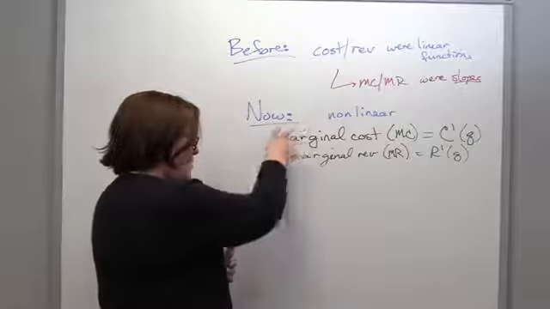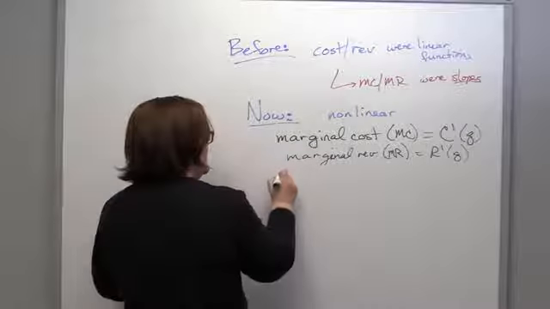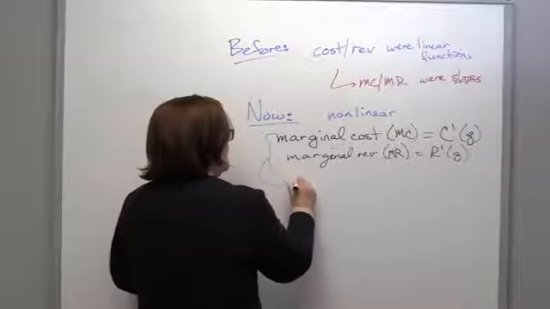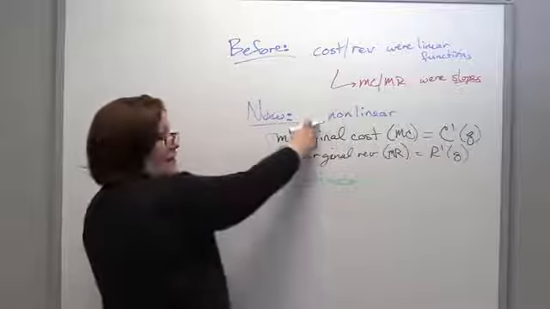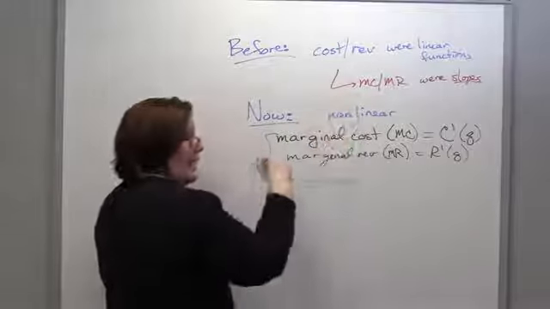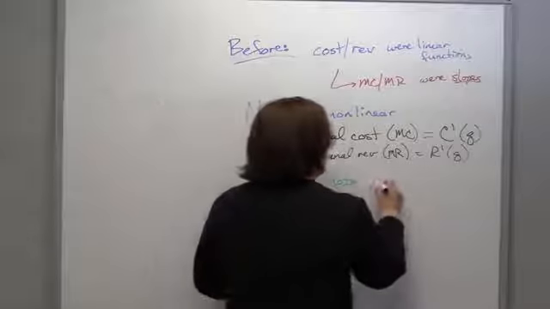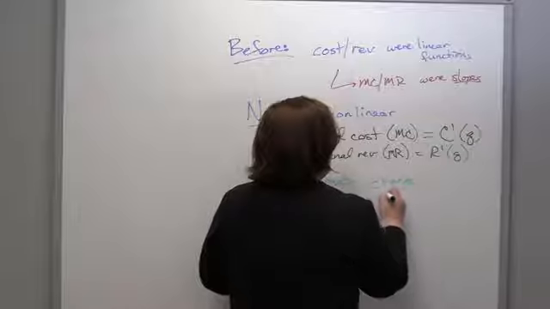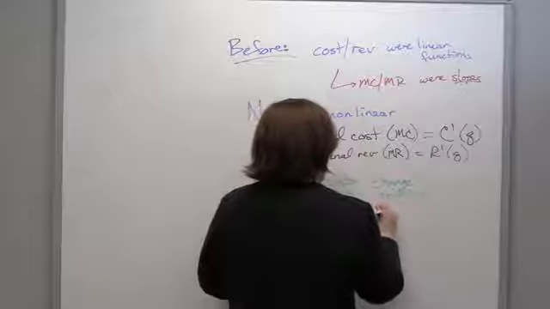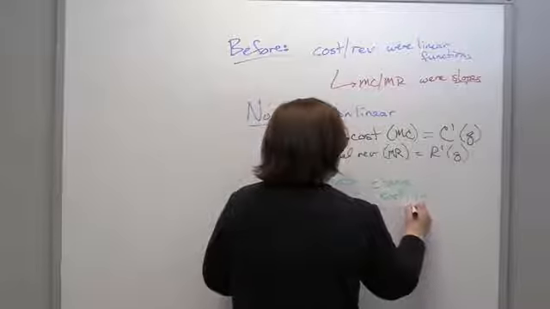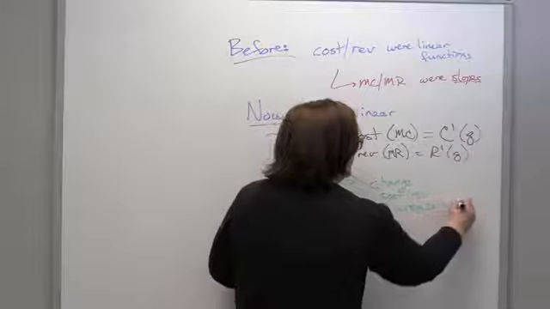And so what these give us are estimates, when they're nonlinear. When they are linear, they give us exactly how much the change in cost or change in revenue would be, but they estimate the change in cost or revenue, depending on which one you're looking at, when you increase Q by 1.